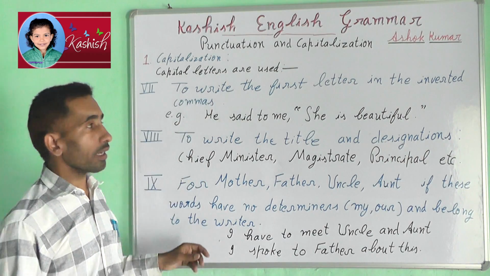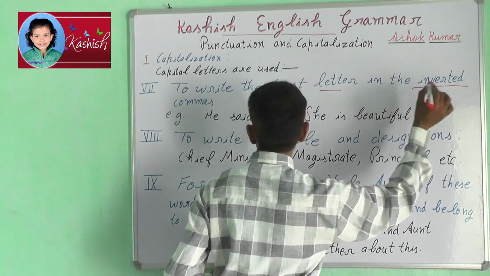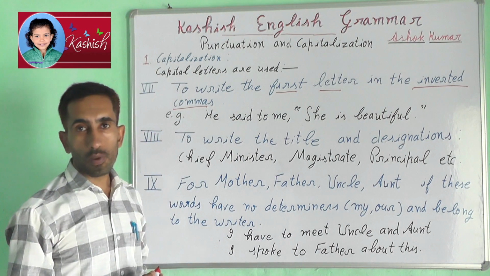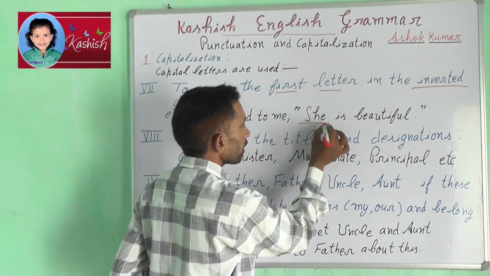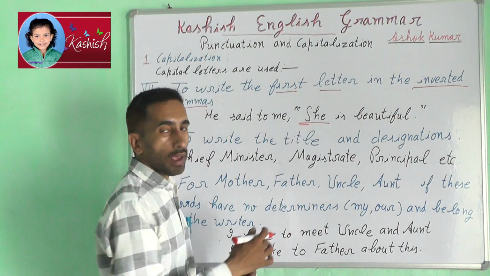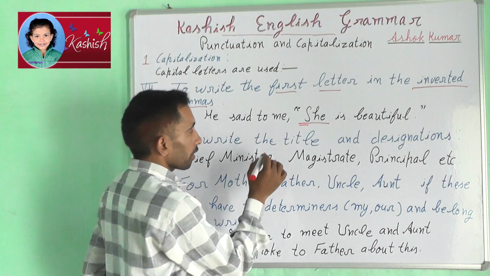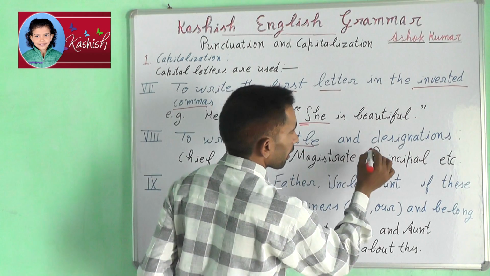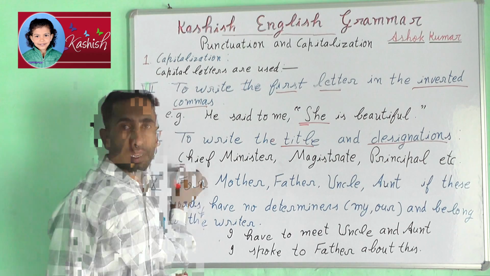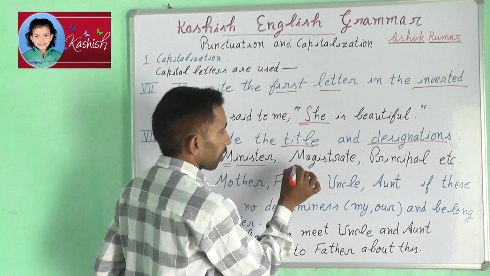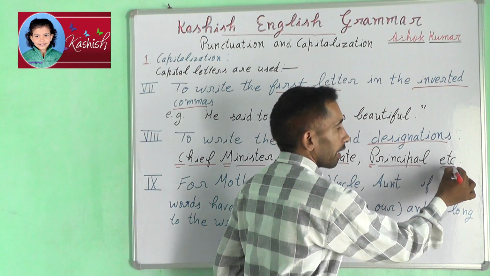Seventh, to write the first letter in the inverted commas. For example, he said to me, "She is beautiful." Eighth, to write the title and designation. For example, Chief Minister, Magistrate, Principal, etc.